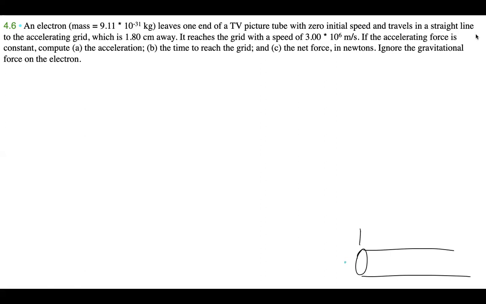Okay, so it leaves one end of the TV picture tube, whatever that is, and it starts with 0 initial speed. So it's going to be VI is equal to 0 meters per second. And it travels in a straight line to the accelerating grid, which is 1.80. So let's say that this is the accelerating grid.